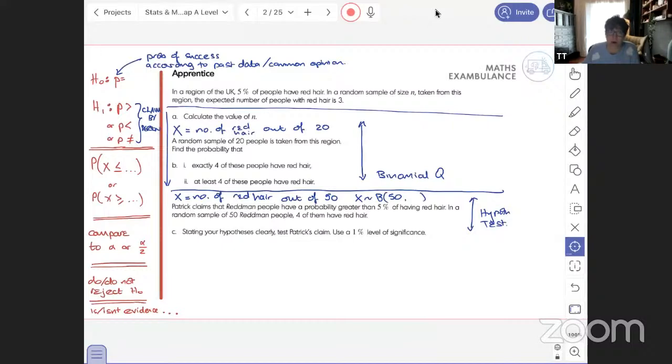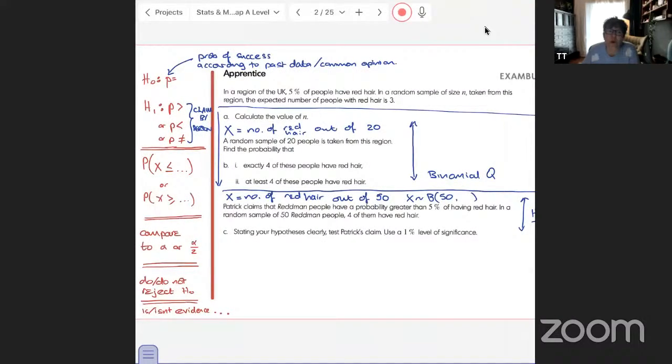H0 and H1. What is P according to past data, common opinion, probability of red hair? And then there is a person, Patrick, claiming that it is not that. What is Patrick saying? Is Patrick saying it's bigger than that? Is Patrick saying it's smaller than that? Or is Patrick simply saying it's not that? Okay. 5. I've only got 4 on there. Oh, 5. There's 1 more in progress. Okay. I will now reveal your answers.